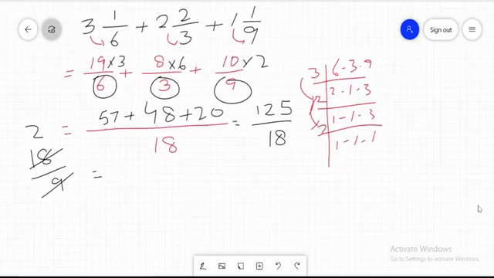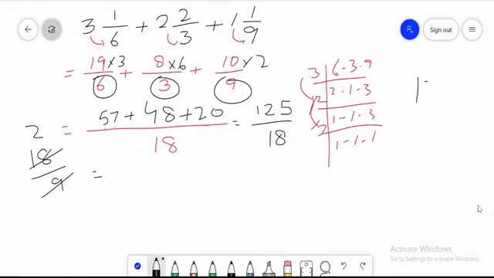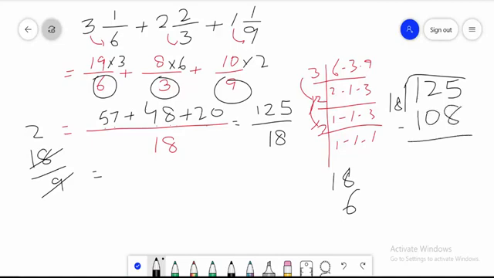Close the screen so that you are properly able to understand. 125 divided by 18. So in this way we now multiply 18 with any number whose answer would be equal to 125 or less than 125 but not greater than 125. 18 multiply by 6, you will get 108. If we multiply with 7 that would exceed 125. So we restrict ourselves to 18 multiply 6.